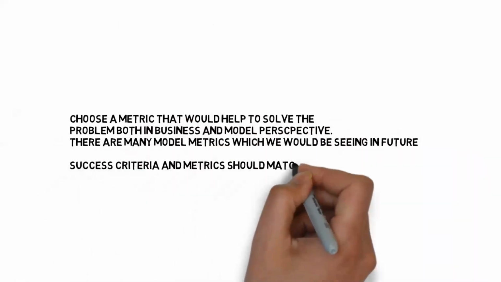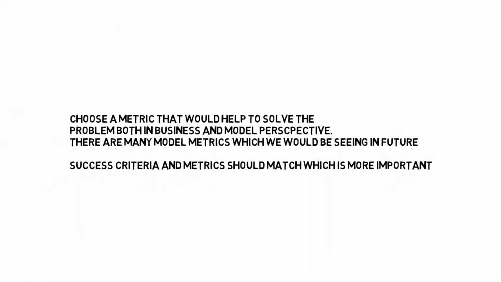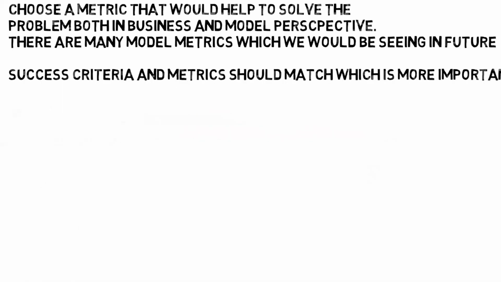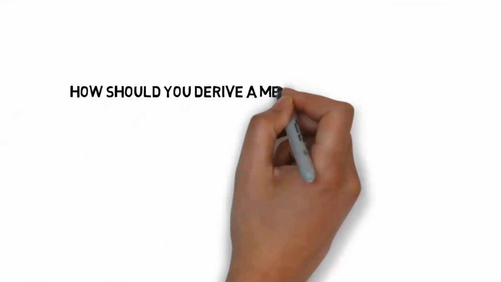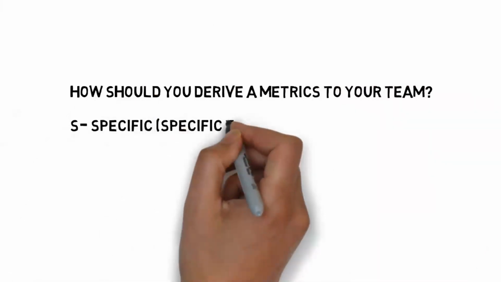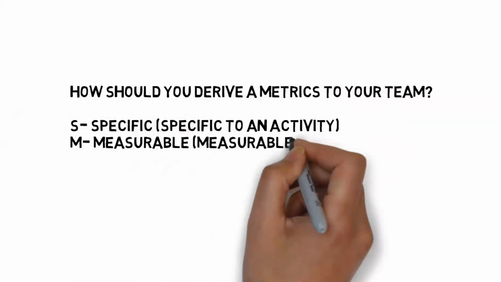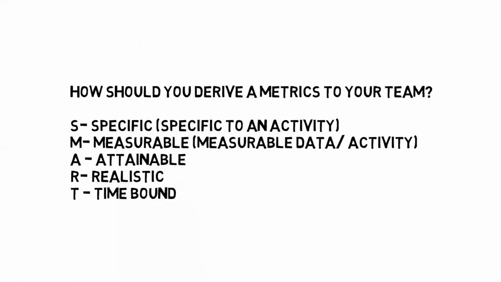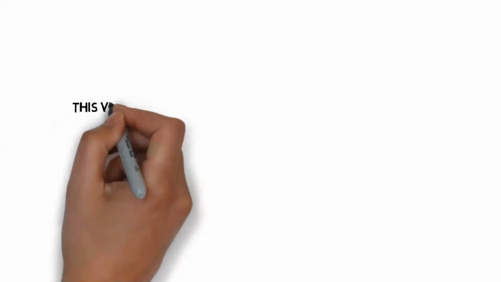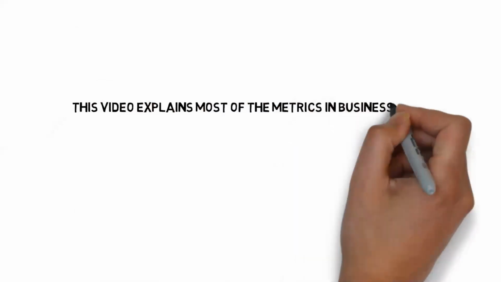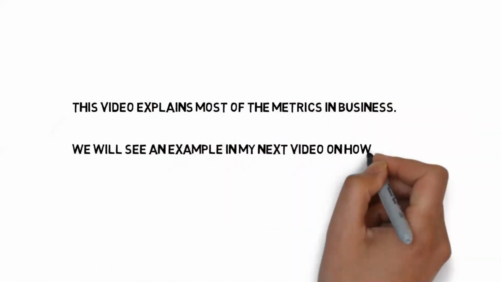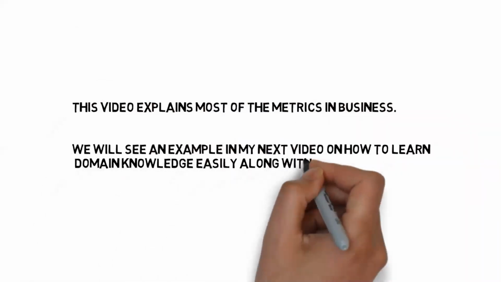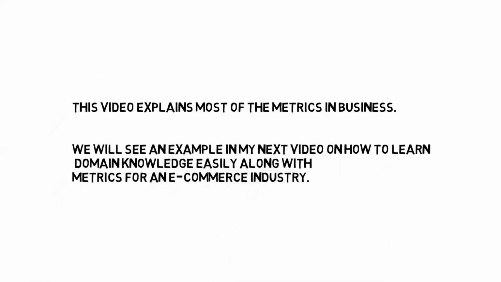There are many model metrics which we would see in future, and success metrics and criteria must match, which is more important. How should you derive metrics for your team? That is so simple. That is the SMART approach, which is specific, measurable, attainable, realistic and time bound. This is so easy and known. And this video explains most of the metrics used in business, and we will see an example in my next video on how to learn domain knowledge easily along with metrics for any commerce industry.